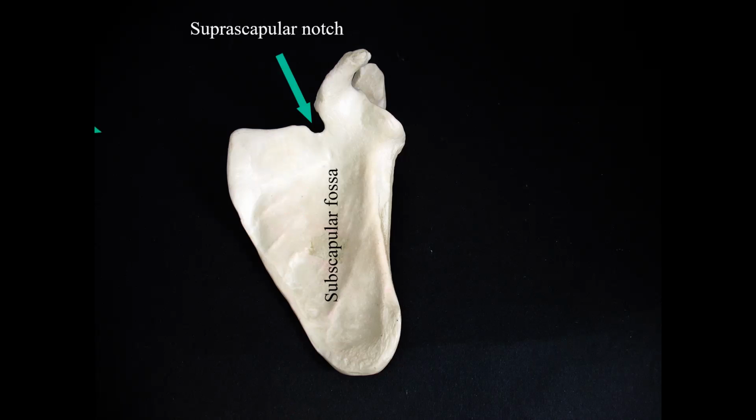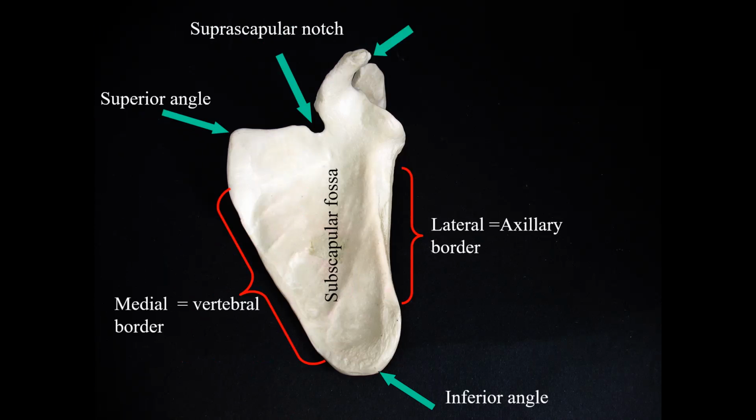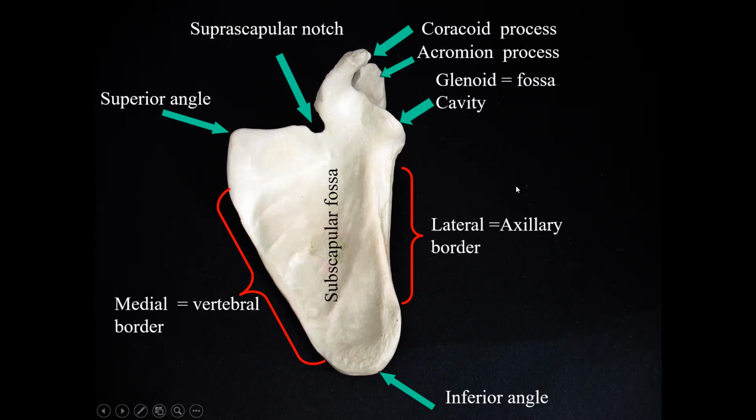Suprascapular notch, superior angle, inferior angle, axillary border, vertebral border, coracoid process. Remember, it comes off of the glenoid cavity. There's the acromion, and there's the glenoid cavity. So again, glenoid cavity, acromion, subscapular fossa. Important things to remember. Superior border, and there's an inferior border, which doesn't show up here.